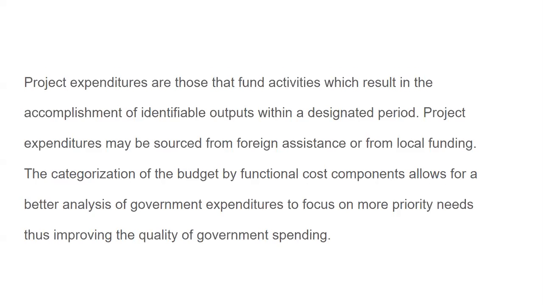They may actually ask for foreign assistance, like there are many NGOs right now, or even foreign governments. They may even have projects, like USAID, for example, or AusAID, and countries like Australia may even help. Categorization of the budget by functional cost components allows for a better analysis of government expenditure to focus on more priority needs, thus improving the quality of government spending.